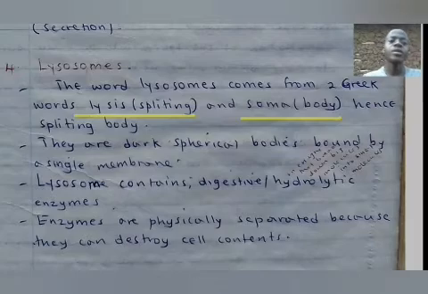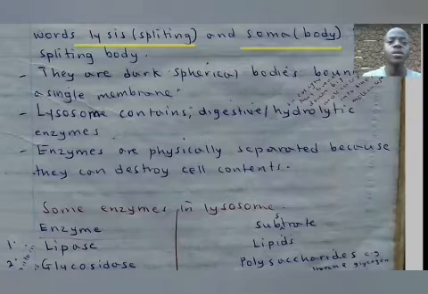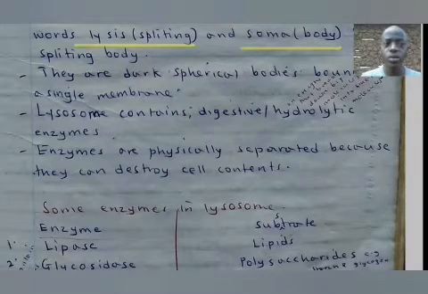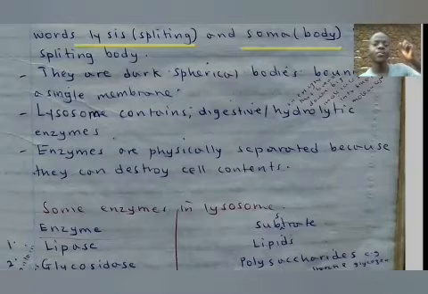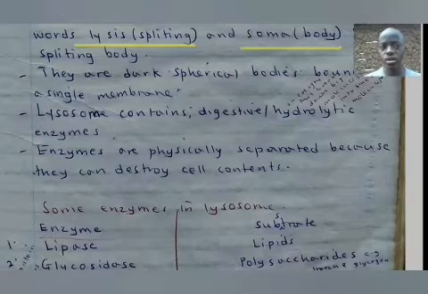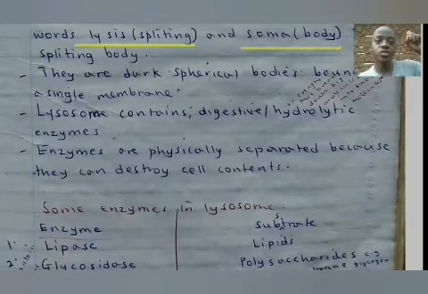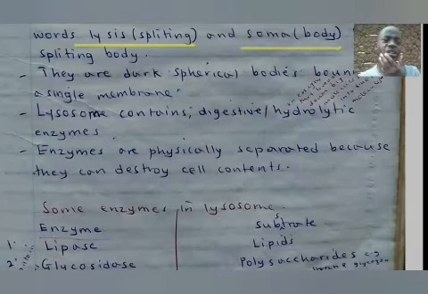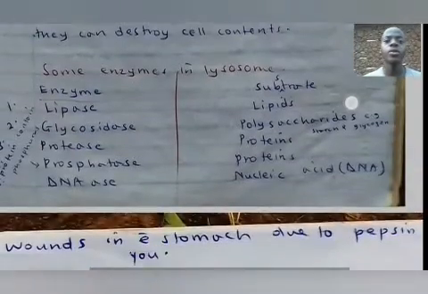They are dark spherical bodies bound by a single membrane. Also, the lysosomes contain digestive or hydrolytic enzymes, which you're going to see down here. They are physically separated. Why? Because they can destroy cell contents. So take note of that. They can destroy the cell contents, but we shall understand how they do so. For example, if a cell is attacked by a virus, how does it come to destroy that virus? We shall come to understand its function very well.